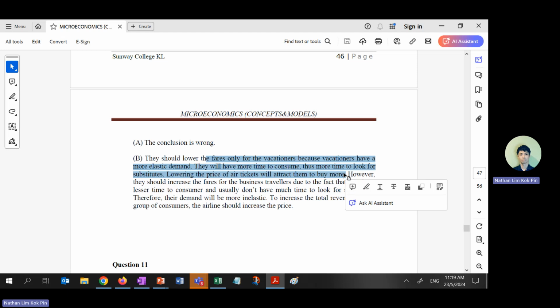AirAsia always gives you what? Zero ringgit flights, 10 ringgit flights, 1 ringgit flights, for what? They are targeting the vacationers, because you know that you can plan ahead. After you buy the ticket, then only you plan. Makes sense. However, they should increase the fares for business travelers.